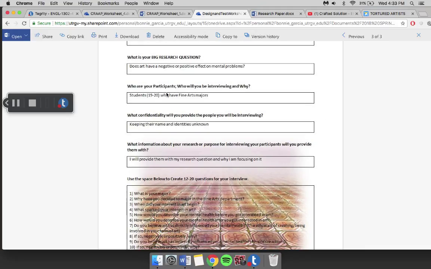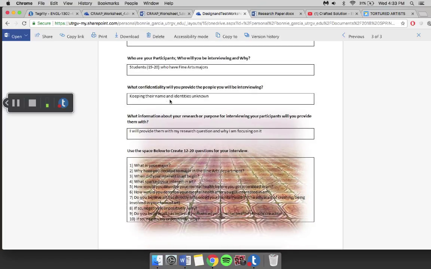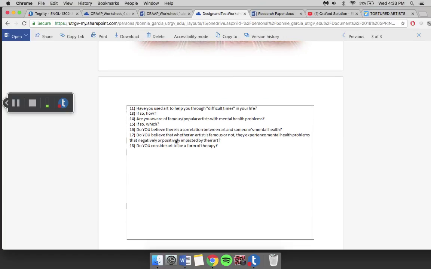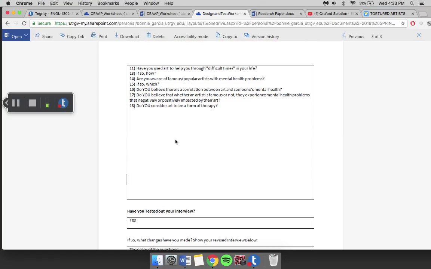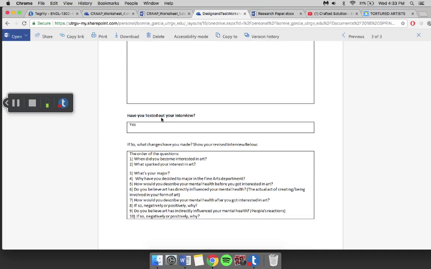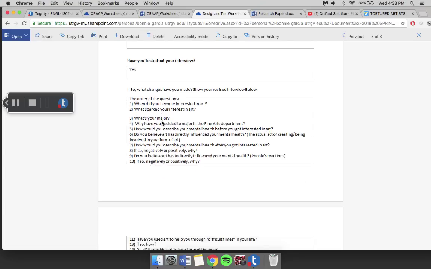I generalized who my participants were going to be. I talked about how I would make this interview confidential. And here I drafted a few of the questions that I was going to ask them. I actually had the opportunity, from the time that I drafted the questions to when I tested them, to find out that the order of the questions actually affected the answers I was receiving.